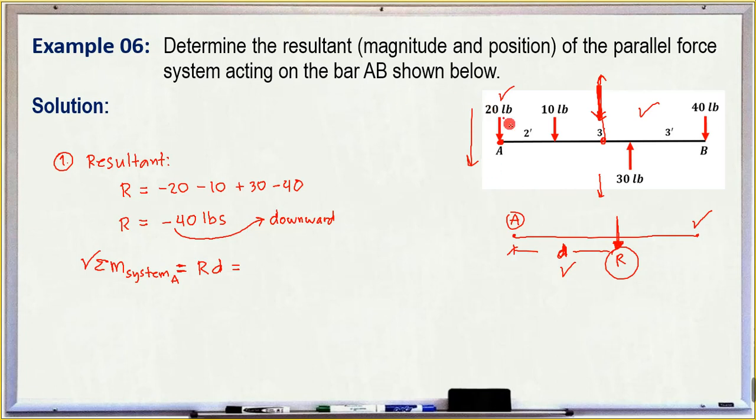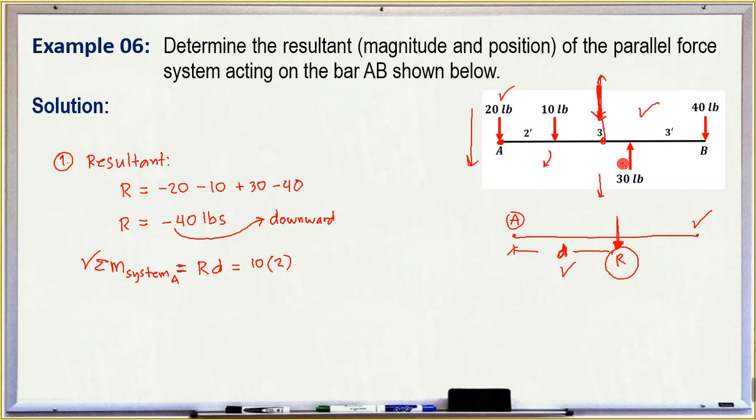Kay dili, kay igo man siya sa A, di katuyok na. So, dito ni 10. So, si 10, makaproduce siya og turning which is clockwise. I-treat na siya as positive. So, 10 times 2 feet, how many ang distance?